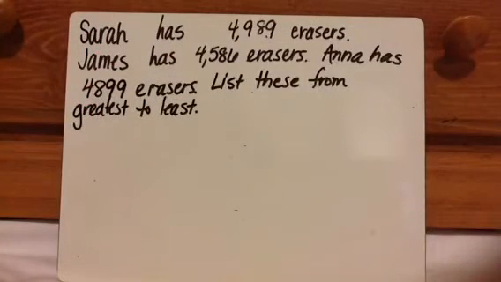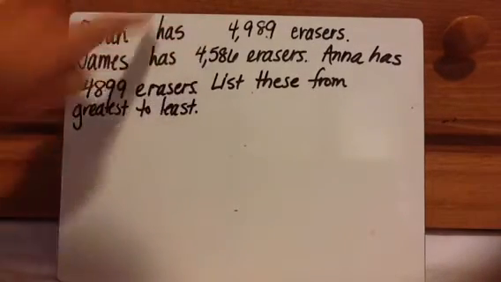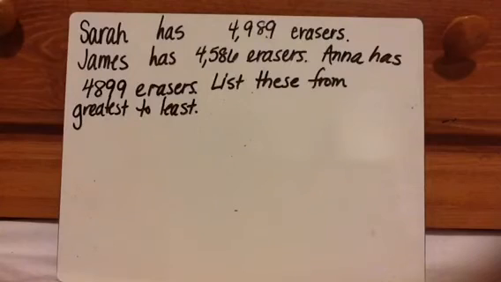Okay, I want to talk about word problems real quick because I've been showing you them already listed so you were able to figure it out. I want you to also know that in word problems, they're kind of spread out and it's your responsibility to list them. So it says Sarah has 4,989 erasers. James has 4,586 erasers. Anna has 4,899 erasers. List these from greatest to least. I honestly couldn't think of anything that people would have thousands of, so I just came up with erasers.